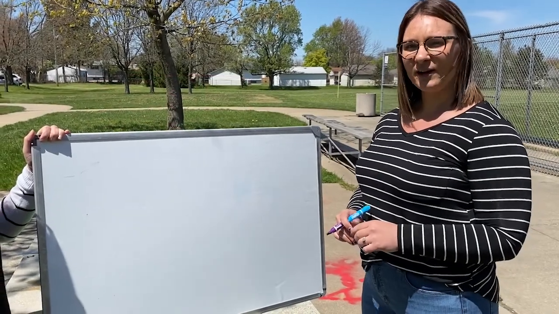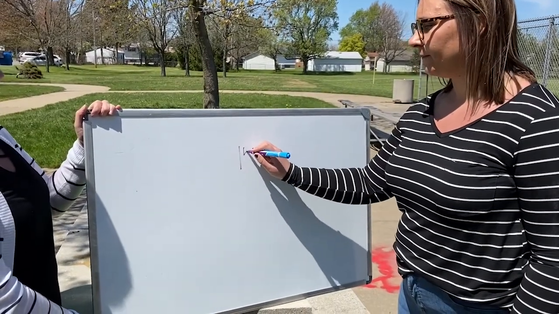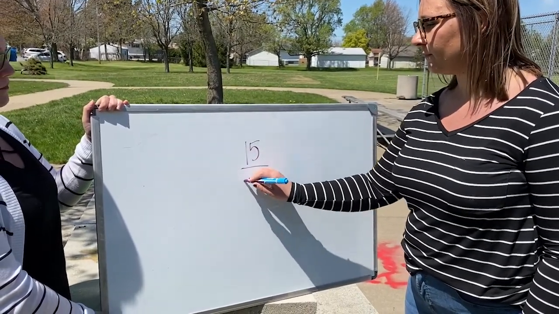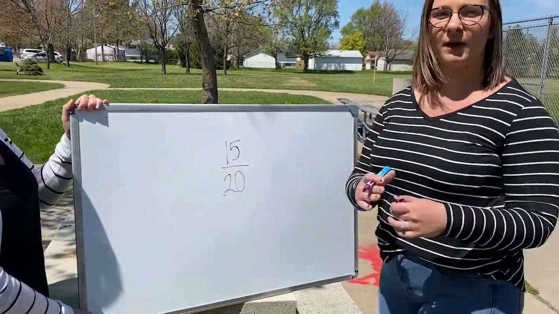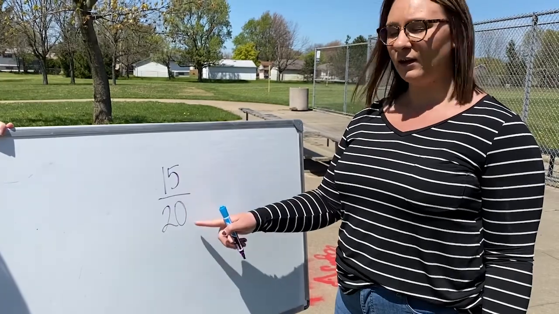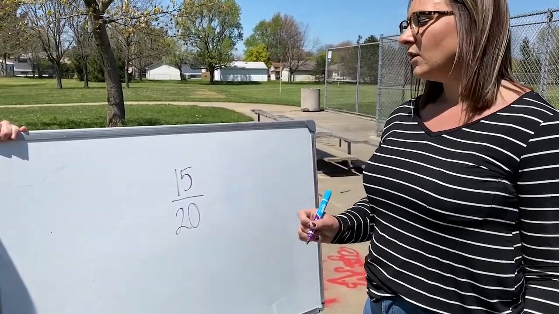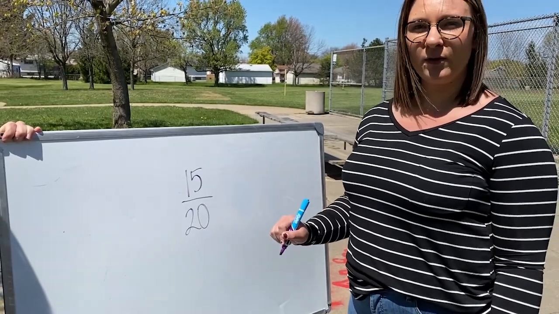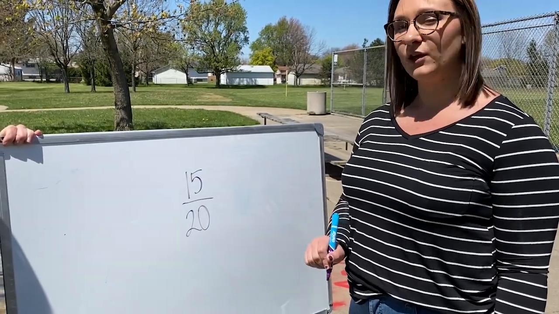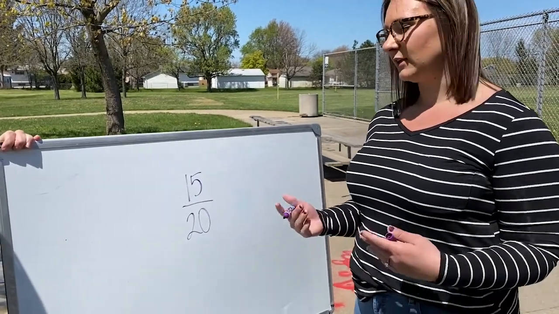Okay, great. Let's try another one. So I'm going to start out with the fraction 15/20. So that means in my one whole, I have 20 parts, and I'm using 15 of those 20 parts, of whatever it may be, candy, Kit Kats, whatever. So I'm going to try and make an equivalent fraction for 15/20 using division. Mrs. Kinney used multiplication, but you can also use division, so that's what we're going to do.